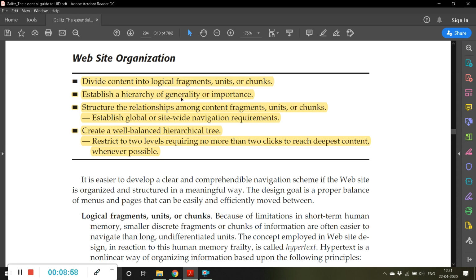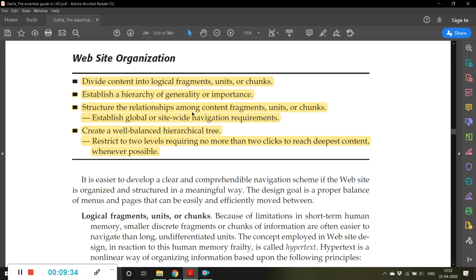Establish a hierarchy of generality or importance. So there should be a hierarchy of importance or of generality. For example, if you look at our college hierarchy, the topmost person is the principal, the next are the deans, the next are the HODs, and next are the teaching staff, then the non-teaching staff. Similarly, you should divide your information into various hierarchies.